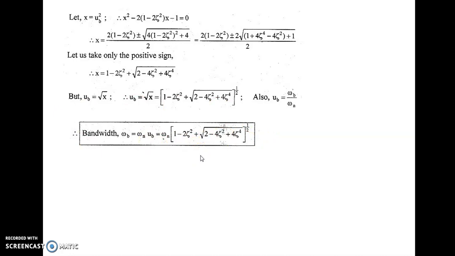Okay, so now we have discussed what we mean by frequency response, what the advantages and disadvantages are, and also the frequency domain specifications. Okay, thank you.